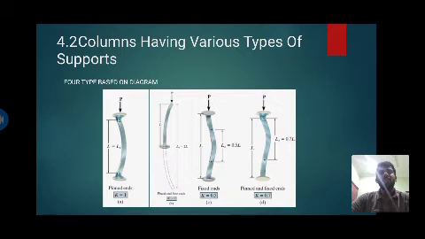Having other types of support, L represents the distance between the zero moment points. This distance is called the column effective length, LE. Obviously, for a pin-ended column, LE equals L.